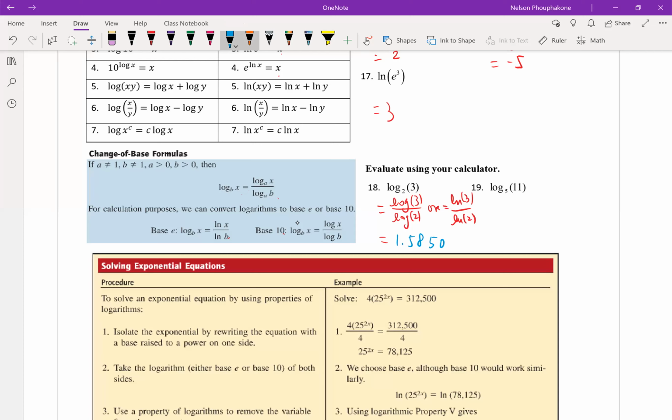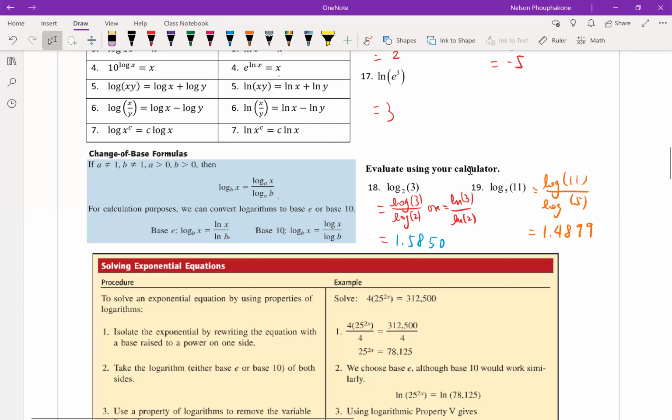Okay, so of course, for this one, it will be log of 11 over log of 5, or natural log of 11 over natural log of 5. And then your answer would be 1.489.